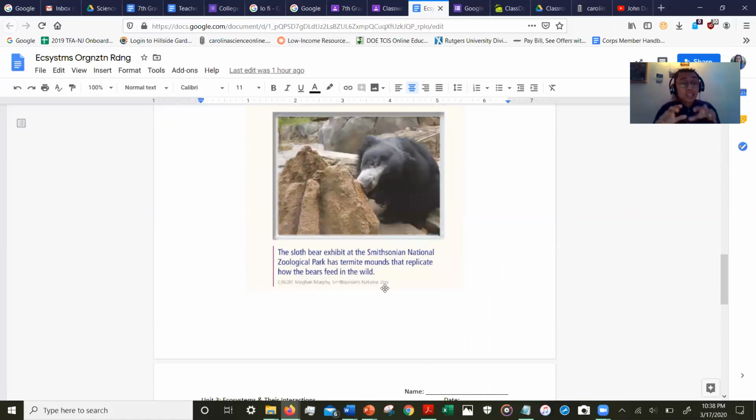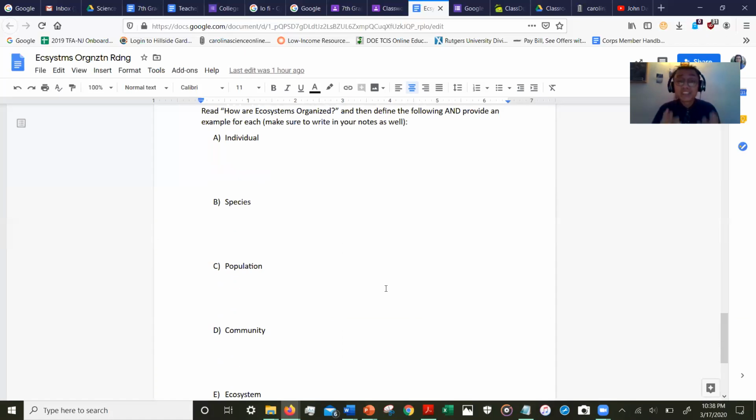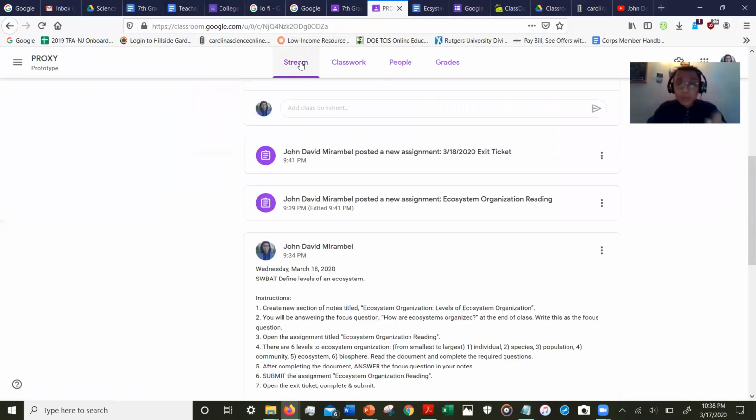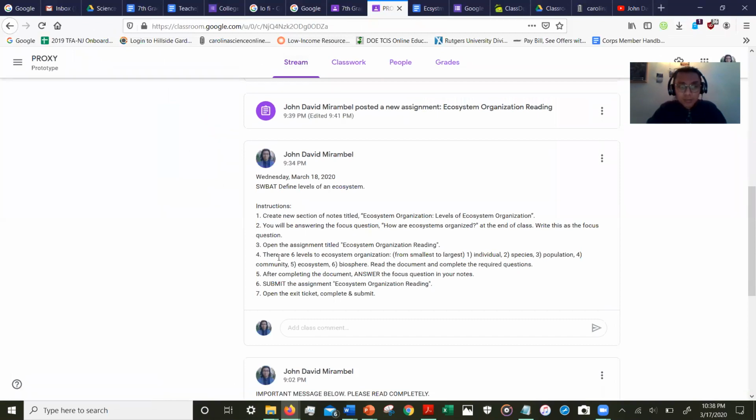But remember, the activity today is this reading, completing the definitions of these terms, and providing an example for each term that is not the example that I just used. So going back to the instructions, we just opened the assignment, we just read and completed the required questions, and after completing the document, I am now going to answer the focus question in my notes.